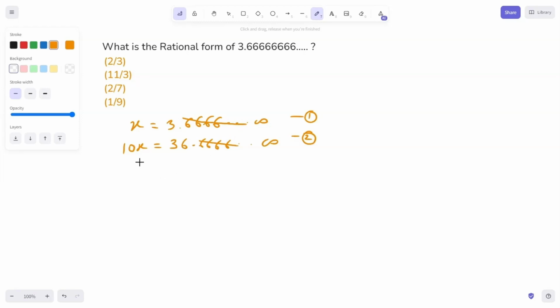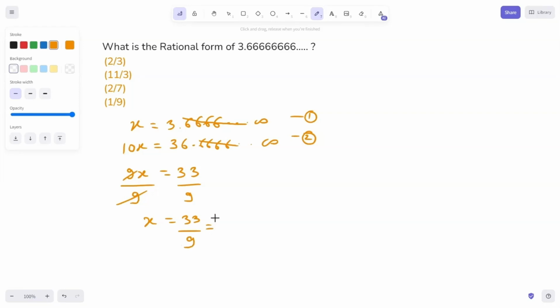Now we will subtract the first equation from the second equation. So 10x minus x, which is 9x, equals 36 minus 3, which is equal to 33. To isolate x, we will simply divide both sides by 9. So x equals 33 by 9.